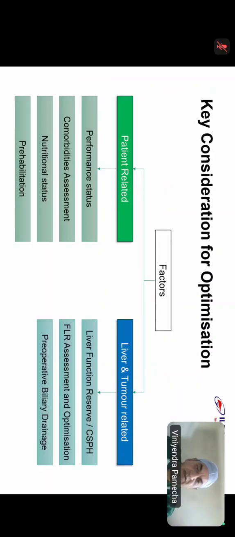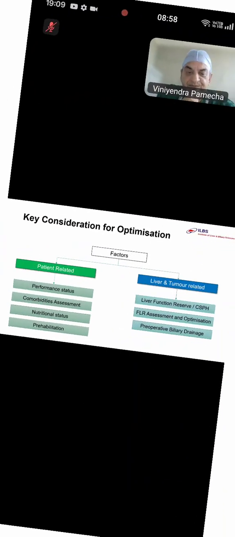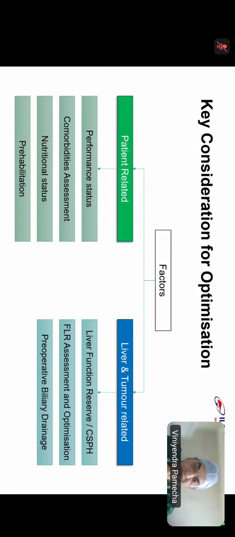So what are the key patient-related factors? Obviously, performance status is an important thing, comorbidity assessment, nutritional status, and then there is now a lot of emphasis on prehabilitation. This is an important thing: every patient can actually rehabilitate before the operation, and then you can improve the outcomes as well. We'll come to this part of the story later on. Then there are liver-related factors, which I have already emphasized: liver parenchymal abnormalities, FLR assessment, and preoperative biliary drainage.